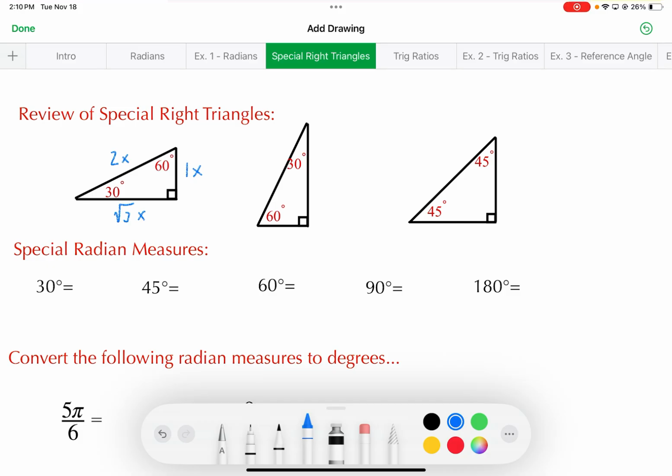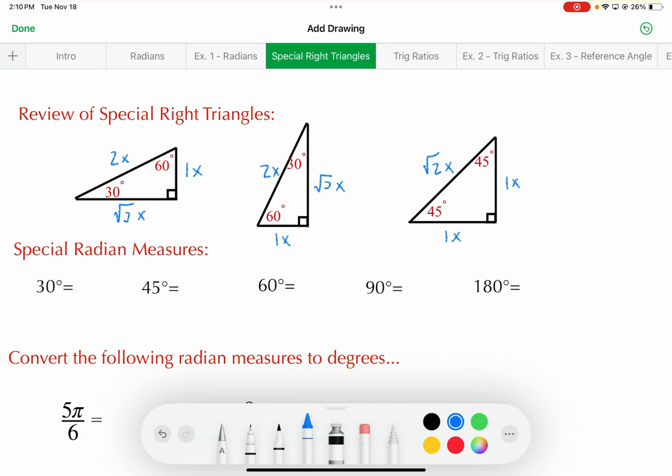Okay. The second triangle is the same triangle, just different orientation. So again, across from 30 degrees, 1x, across from 60, radical 3x, across from the right angle, 2x. How about the legs of a 45, 45, 90? They're both 1x. And the hypotenuse? Square root of 2x.